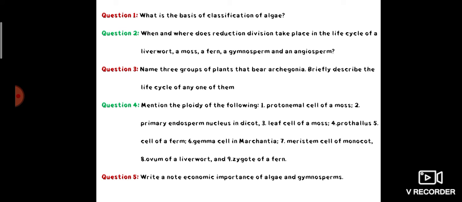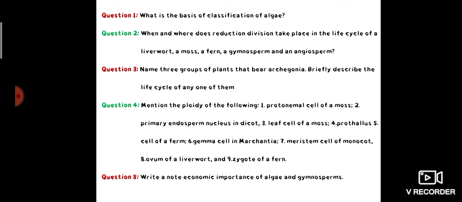So the reduction division takes place in the spore mother cell, at the time of production of haploid spores. While in gymnosperm and angiosperm, the reduction division takes place in the anther and ovary during the formation of pollen grains and ovules respectively. This is a hint only. You want to frame the answer in a paragraph.